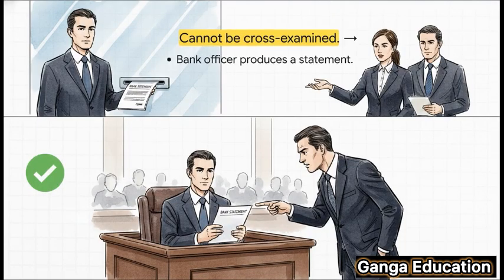So, when does cross-examination become possible? Well, only when that person is formally called to testify as a witness. For example, if a bank officer simply submits a bank statement in court, they can't be cross-examined. But if that same officer is then called to the witness box to testify about the entries in that statement, now they've become a witness, and that means they can absolutely be cross-examined.